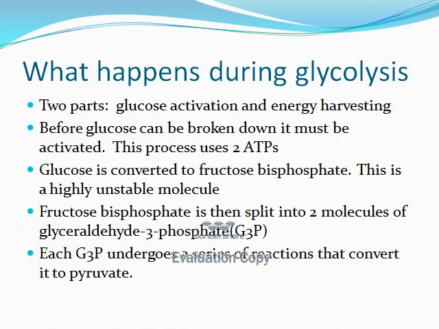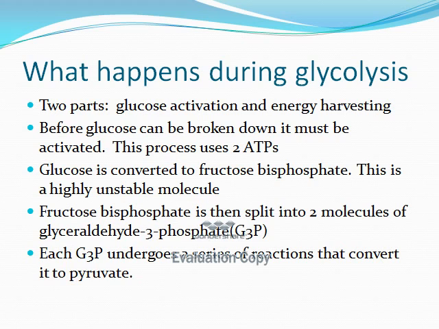Before glucose can be broken down, it has to be activated. Remember, glucose on its own is not a reactive molecule. It becomes reactive when you add phosphates to the glucose. The only way you can add the phosphates is to get them from ATP. Glucose is converted to fructose bisphosphate. That fructose bisphosphate is very unstable. That means it's highly reactive.